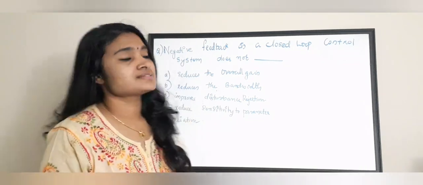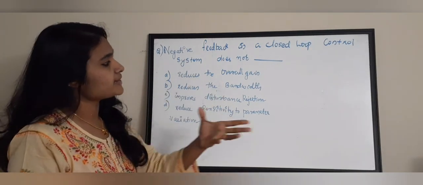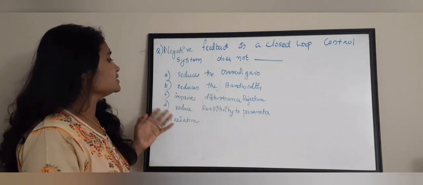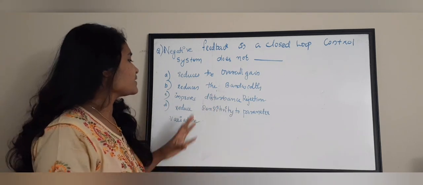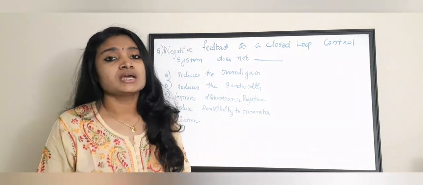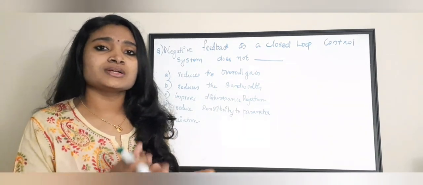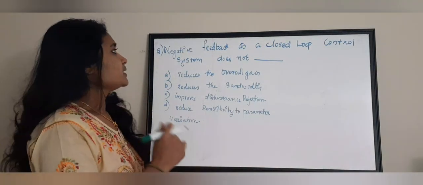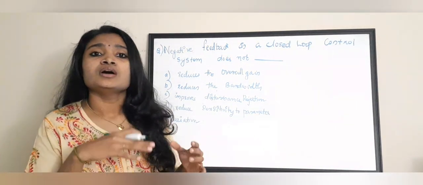Okay, so the first question is, negative feedback in a closed loop control system does not dash. A. Reduces the overall gain. B. Reduces the bandwidth. C. Improves disturbance rejection. D. Reduces sensitivity to parameter variation. Now, if you see the control systems, there is a closed loop control system. Basically, there are two types of closed loop control systems, that are the closed loop control system with positive feedback and closed loop control system with negative feedback. In this question, we are talking about the closed loop control system with negative feedback.